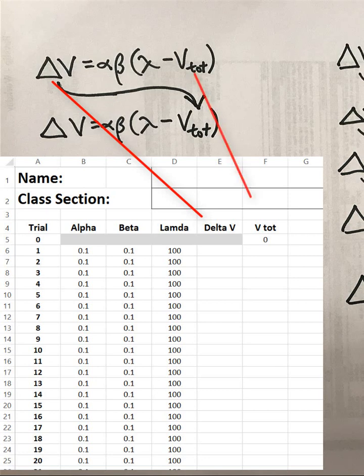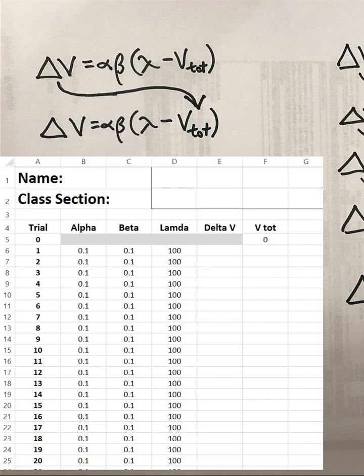The two values that need to be calculated are delta V and VTotal. Delta V is the amount of hypothetical learning units that are acquired on each individual trial. VTotal is the total amount of learning, which includes the current trial and all other trials prior to it. So it is an amount that only increases based upon the way we're using the model right now.